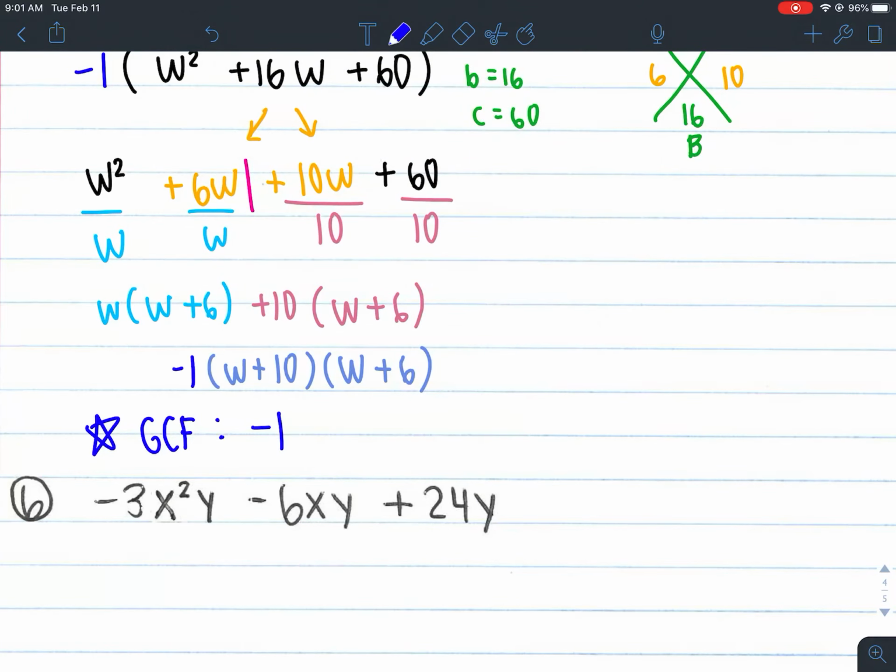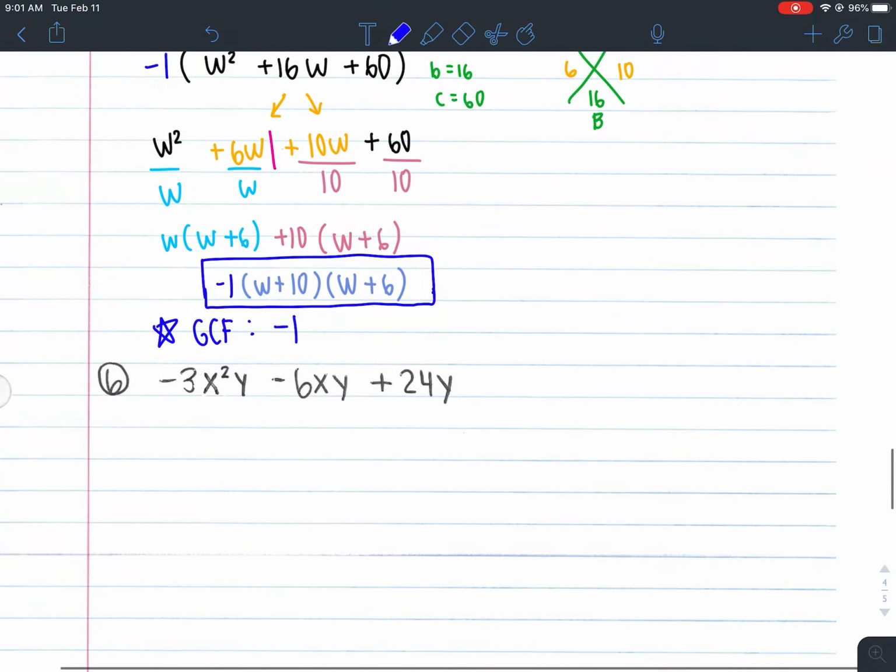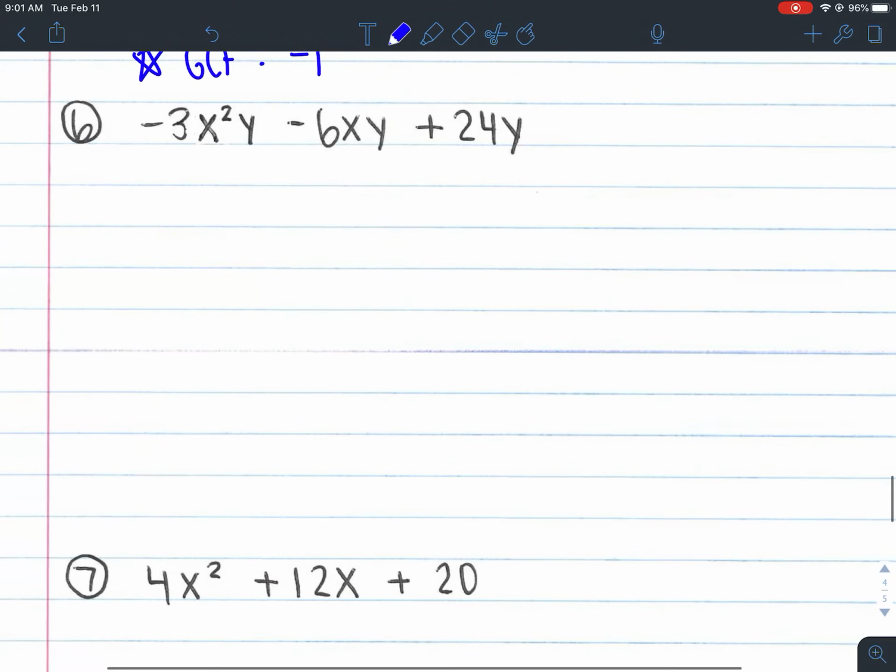No. Remember, you pulled out a GCF at the very beginning, so you want to make sure that that does not fool you just because you're like, oh, hey, I'm finished. I did all the work. Cool. All right, number 6.